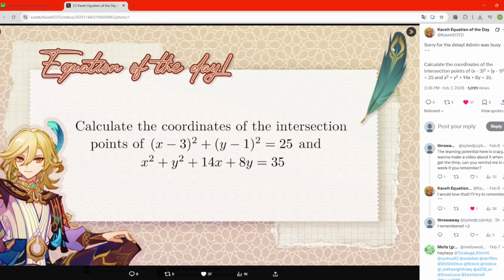I'm gonna do another equation of the day by Kave, the wonderful Twitter account. This time I'm gonna do this one from more than a month ago. I just didn't have the time to get to it, but I really did want to make a video about it because I think that, like I said here, there is a lot of learning potential.